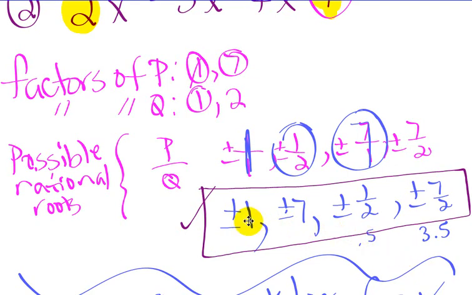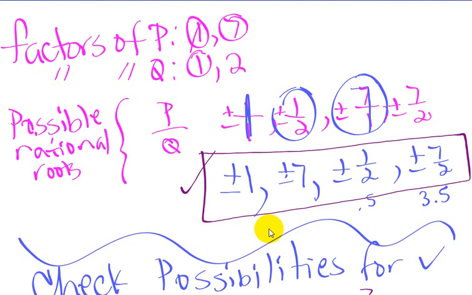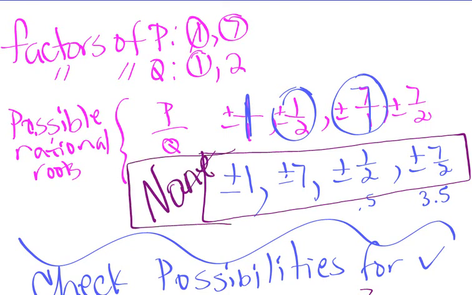All right, so I can tell you for this problem, when you plug each one of these numbers in and check them, none of them go to 0. So there are no real rational roots. So none is the second part of your answer. Okay? And that's how you do number 2.